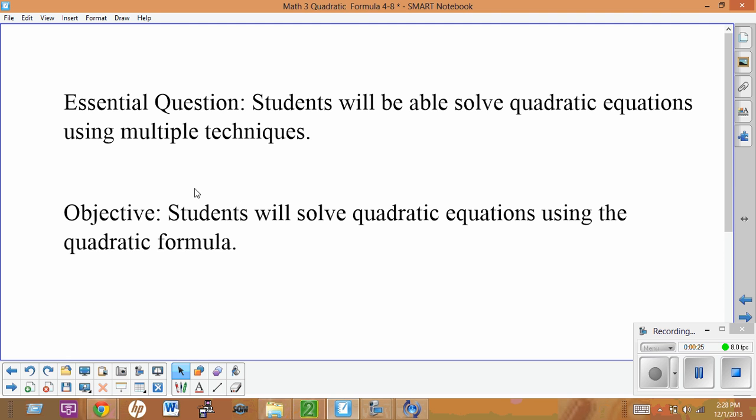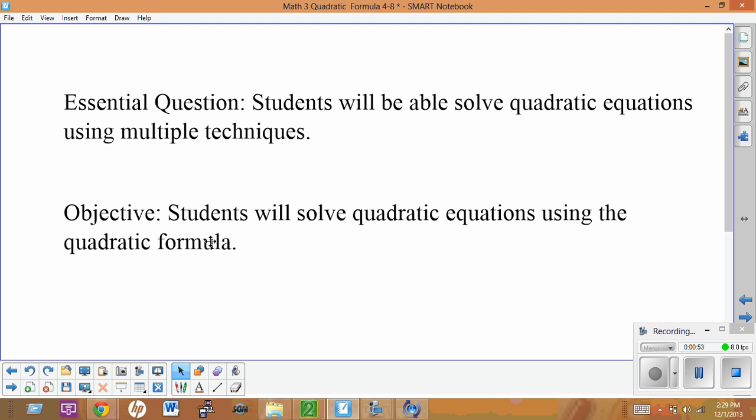Okay, so let's take a look at one of the essential questions for this unit, and that is students will be able to solve quadratic equations using multiple techniques. At this point, we know one technique, that's solving by factoring. And it's a great method. It's the go-to move, as I call it. It's the choice method. But it's only applicable when the quadratic equation is factorable. If it's not factorable, we got to use another one of the techniques.